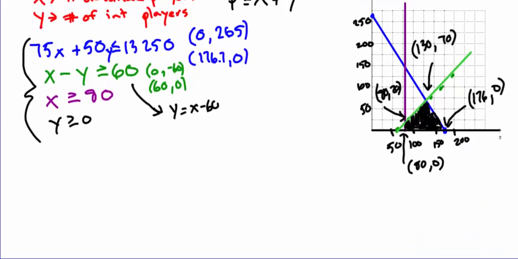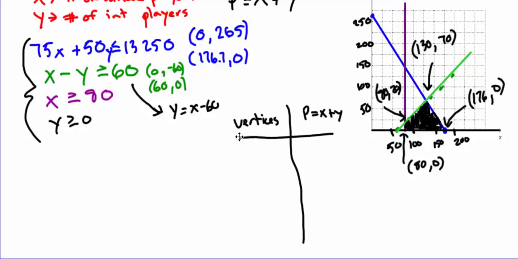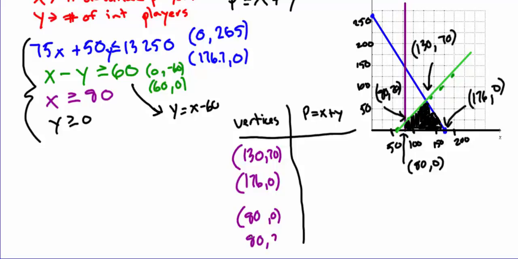Okay, now remember, we have one job left. We need to list the vertices, and then we have to do our objective function, which was a simple one, just the number of players. P is equal to x plus y. And let's see what we come up with. Again, a very simple objective function. 130 and 70 was an ordered pair. 176 and 0. 80 and 0. And then, I can hardly read my own writing, but I believe that other one was 80 and 20.